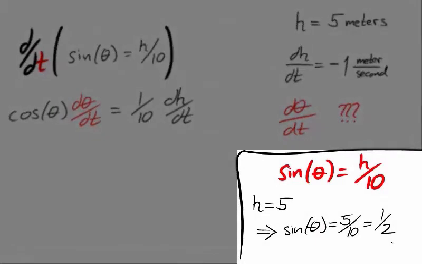We can use our original relation to determine theta. When h equals 5, we have sine theta is equal to 1/2. The question is, what is theta? As the drawbridge lowers through a quarter circle, we can assume that theta is in the first quadrant. Therefore, theta must be pi over 6 when h is 5.